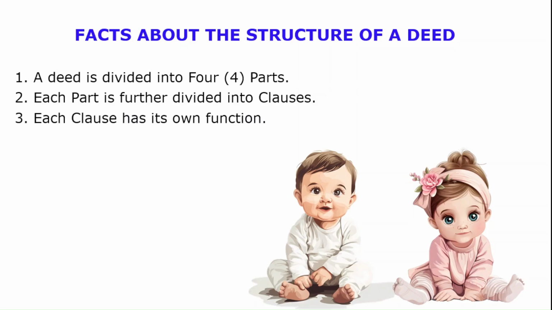So, for example, your head is a part of the structure of your body, but within the same head, you have clauses. What are those clauses? Your eyes, your nose, your ear, your tongue, your mouth. And then each of these clauses we have mentioned, they have their own what? Function. That's despite the general purpose of the human head.